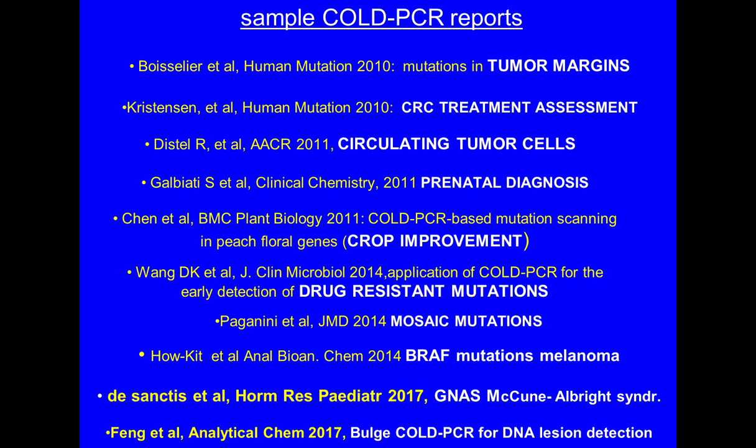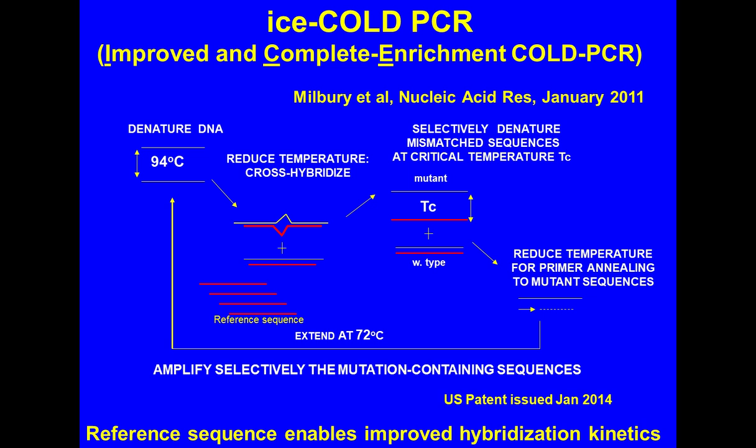So most of these have used HRM, the majority, not all, but HRM again is the easiest way to exploit the technology, followed by sequencing if you see a positive on HRM. So now let's move to the more advanced part of the technology, improved and complete enrichment COLD-PCR. We developed that in 2011. And why did we develop it?